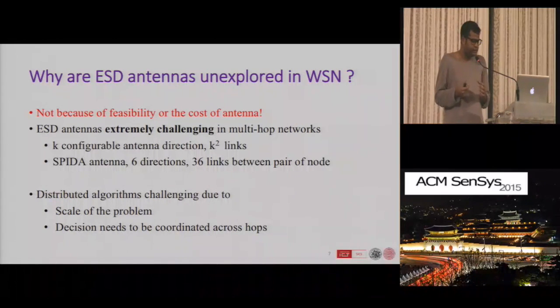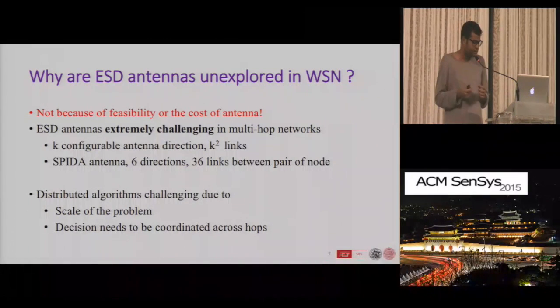So in spite of these advantages, why are ESD antennas so unexplored in wireless sensor networks? This is not because of the feasibility or the cost involved. As we saw in the earlier slide, they are extremely cheap as well as very simple to make. They have been unexplored because they are extremely challenging in a multi-hop network. For example, if there are k configurable antenna directions, there are k-squared links between every pair of neighboring nodes in the network. For example, in the Speeder antenna that we have, there are 6 configurable directions, which can result in a maximum of about 36 links between every pair of neighboring nodes in the network.